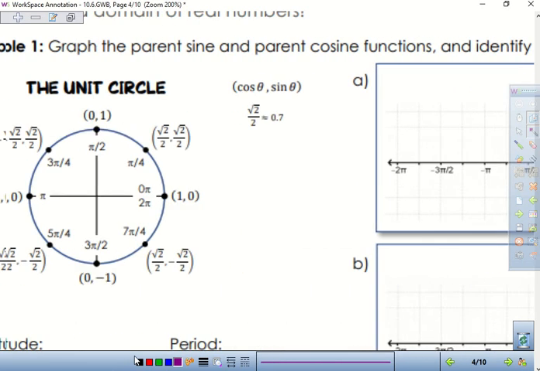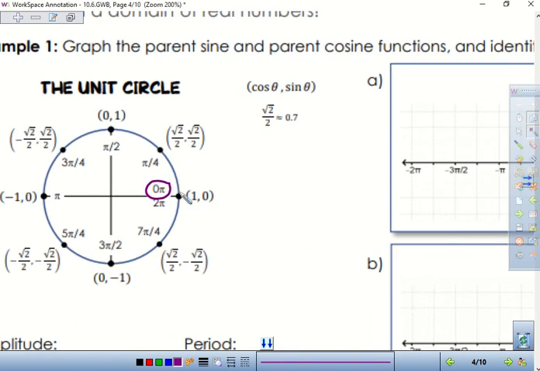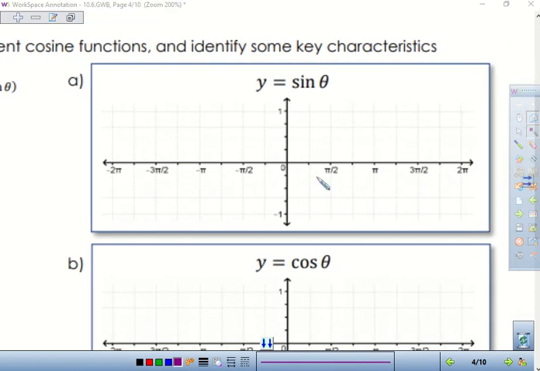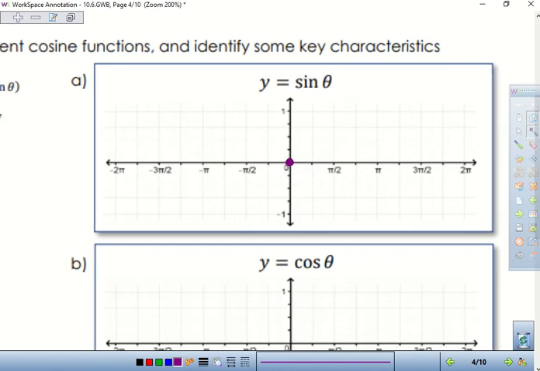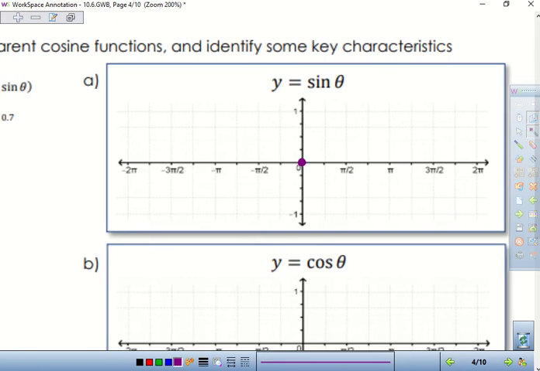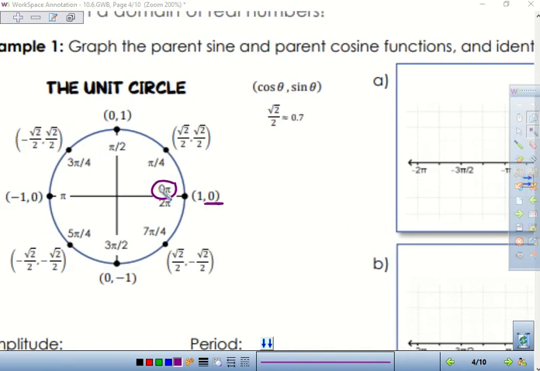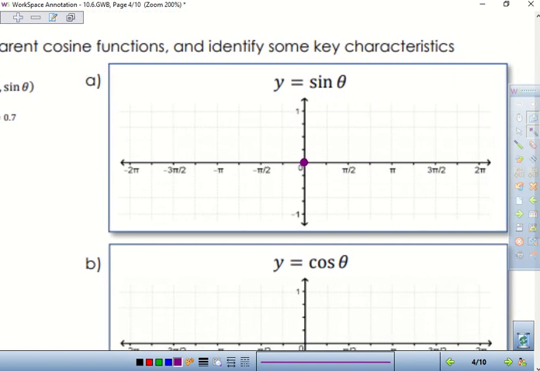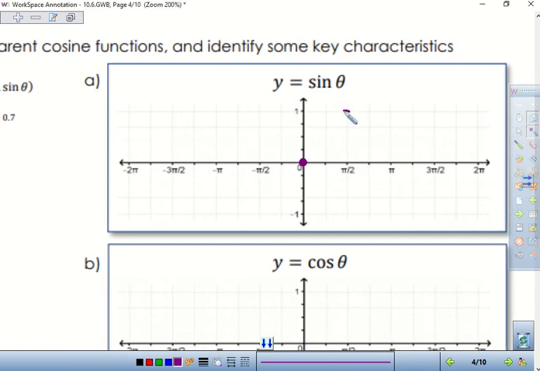So if we look at sine of 0 degrees or sine of 0 radians, what's the value? 0. Just 0, because it's only the y-coordinate. So you're going to plot it at 0, 0. So sine, what was that again? Sine of 0. Yep. So now we're going to look at the next one. Sine of pi over 2, which is the same thing as 90 degrees, which is 1. So at 90 degrees, we're at 1.